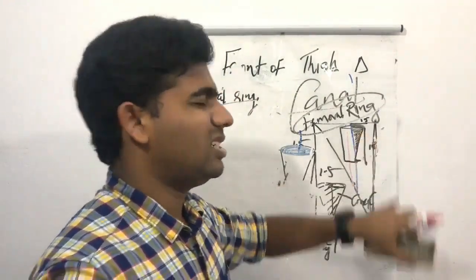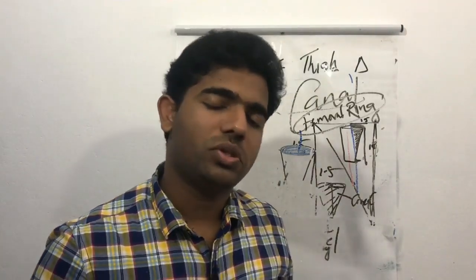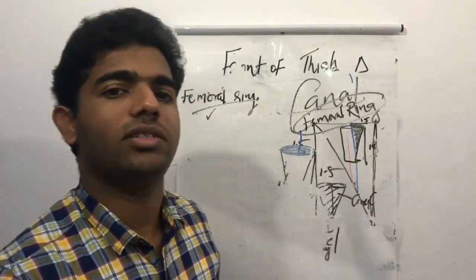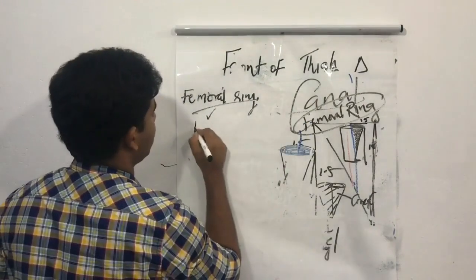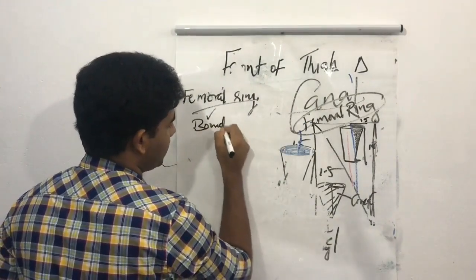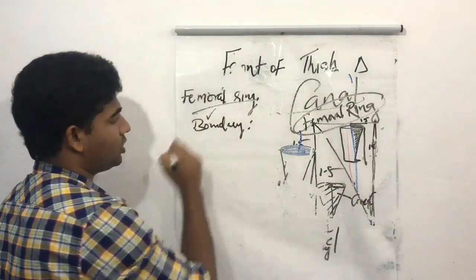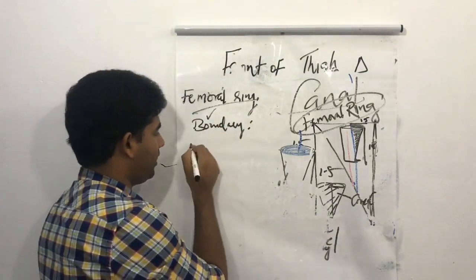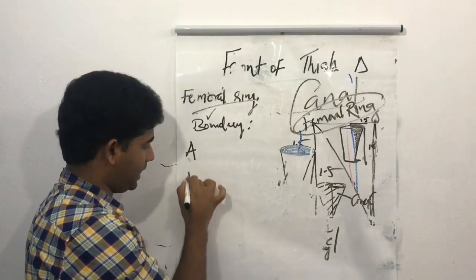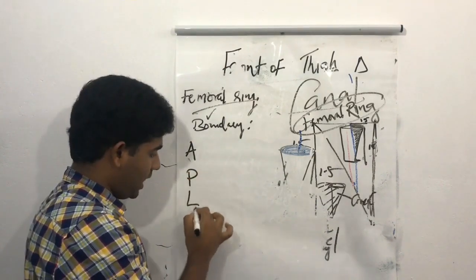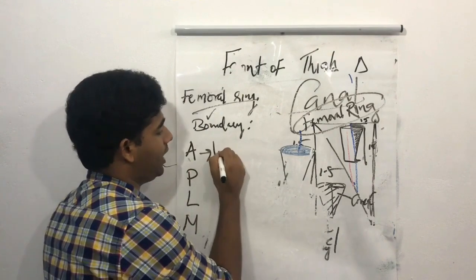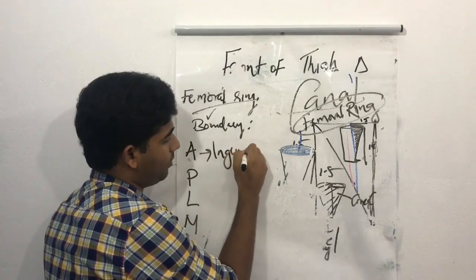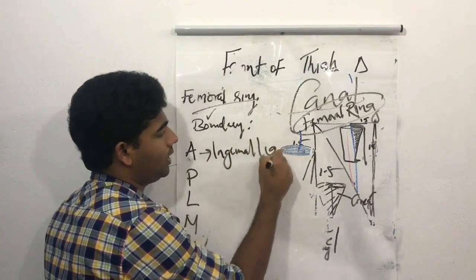Now there is something that you have to do. You have to study the boundary of this ring. It is important. I will tell you an easy manner to study. It has an anterior boundary, a posterior boundary, lateral and medial. Anteriorly you have a ligament, always don't forget, that is the inguinal ligament.